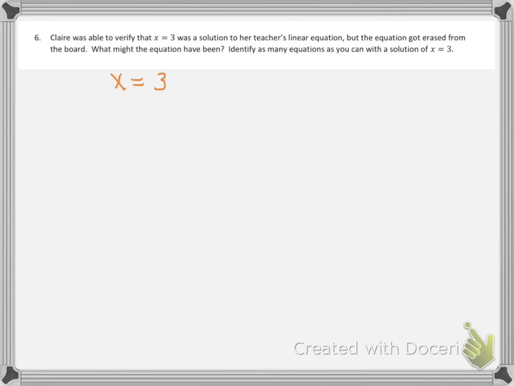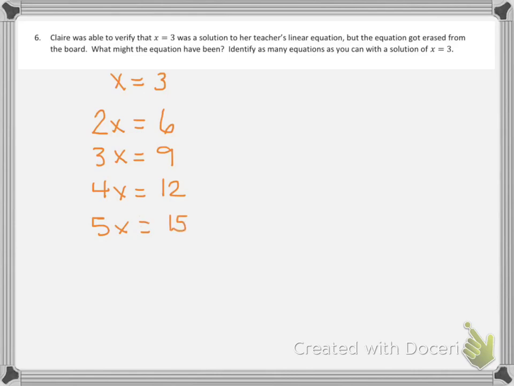Well, I could make another equation just by using any multiple on both sides of the equal sign. So let's say I multiply the left side by 2, and I multiply the right side by 2. 3 times 2 is 6. 2x equals 6 also has a solution where x equals 3. And if we continue that, what about 3 times both sides? 3x equals 9 has a solution of x equals 3. 4x equals, 4 times 3 is 12. That's a solution of 3. 5x equals 15. That has a solution of 3.